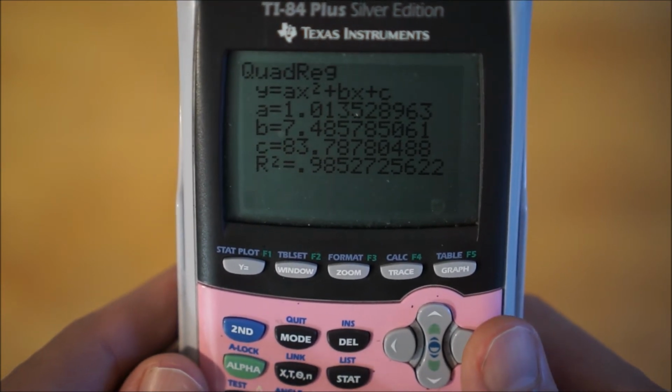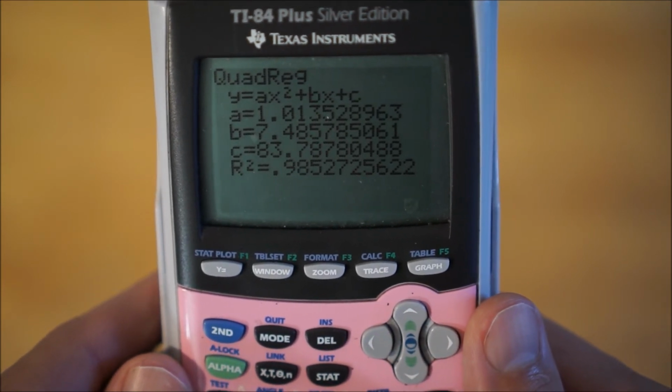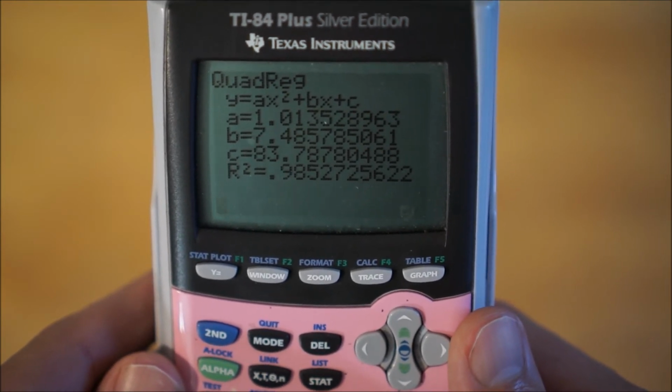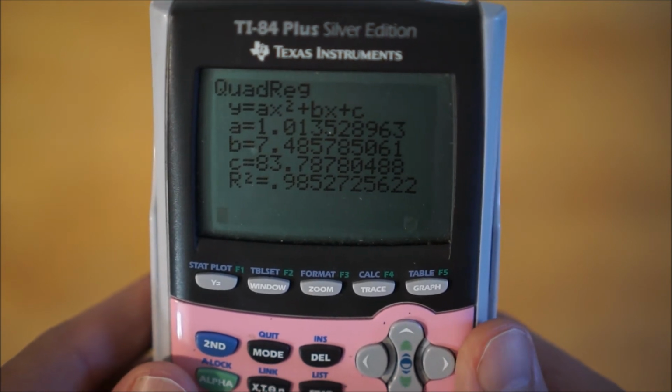And we call that the r squared value, the coefficient of determination, all right? And again, you want to get that as close to 1 as possible, right? The closer to 1, the better your model will be at modeling your data.